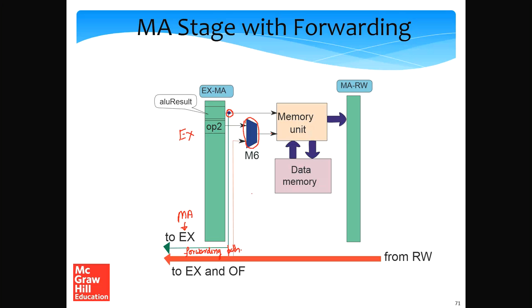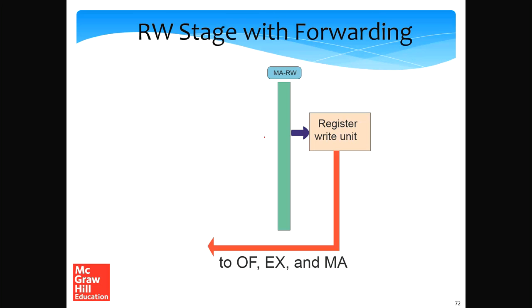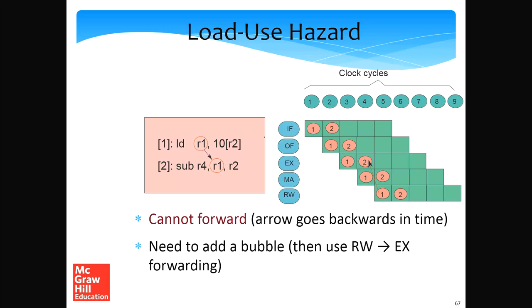This value is then sent to the memory unit, and in the memory unit the load or store happens, and the result of the load is sent to the MARW register. Recall that the store does not have a register result, so it will not produce any output other than writing to memory. The RW stage is very simple. We'll have a register write unit, and in the case of RW, we actually forward the RW result to three stages. So let me just go back and show the forwarding paths once again.